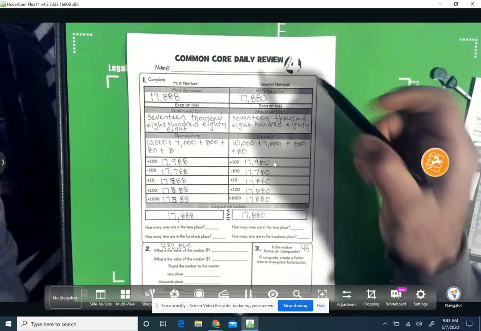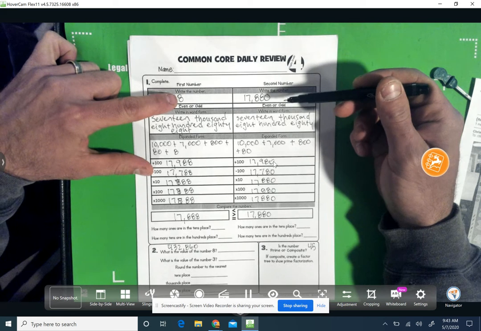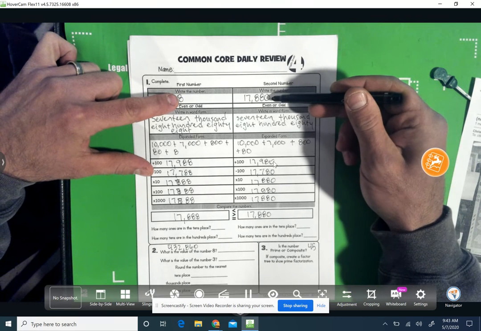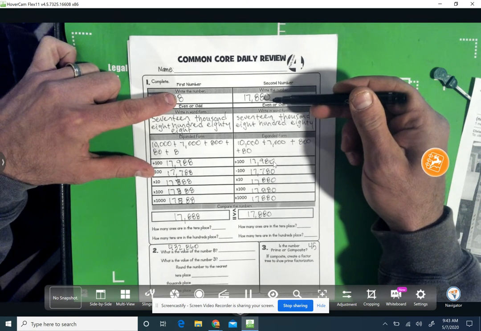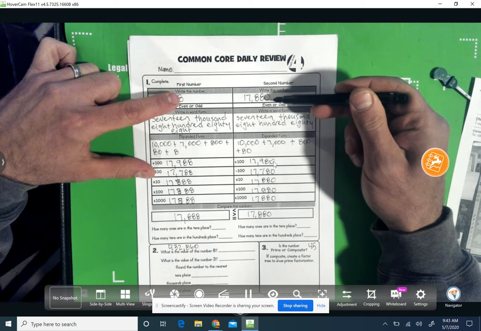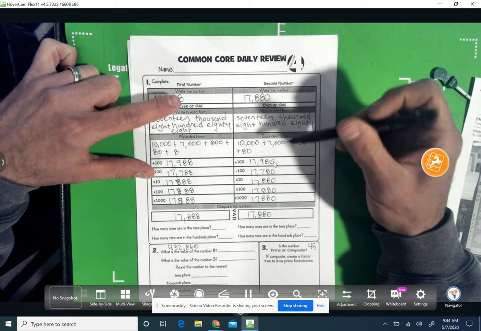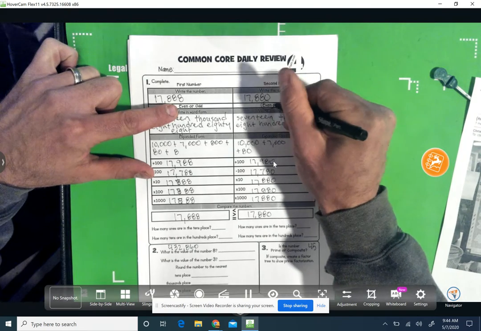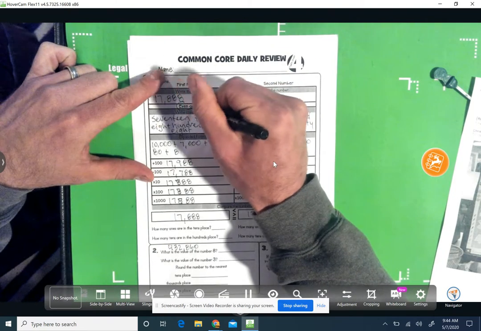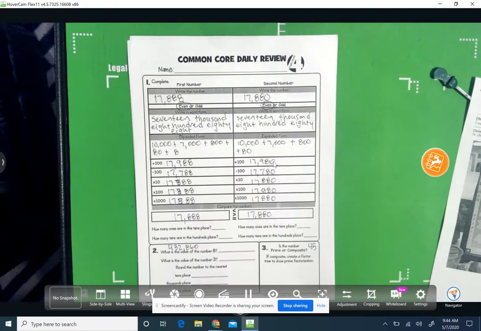Remember, kids, looking at the ones place, you have an 8 in the ones place and you have a 0 in the ones place. Both of those digits are even. Because the even digits are in the ones place, it makes the entire number even. Both of them are even there.